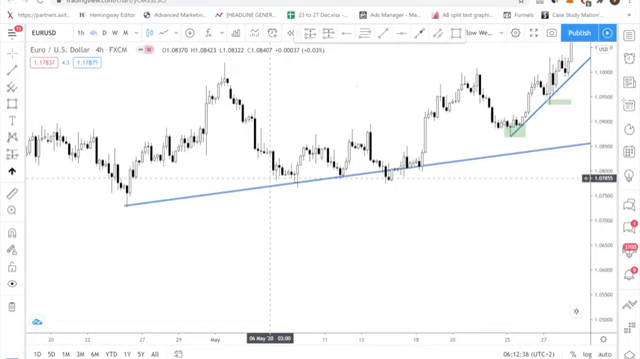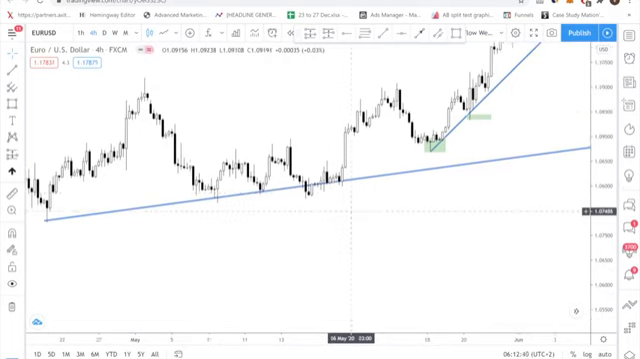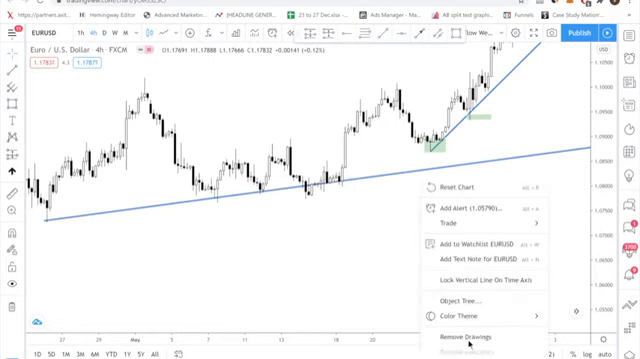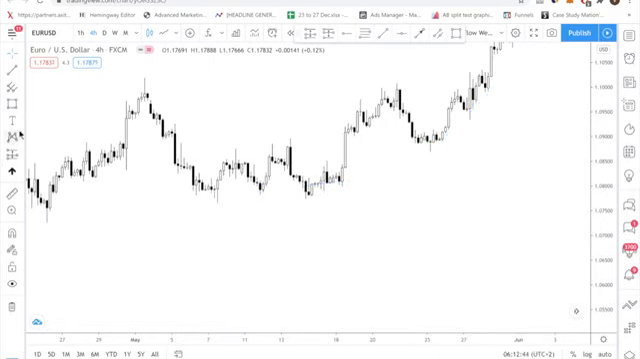Okay, you need to practice. So this is how you draw trend lines. Now, the next thing I want to show you is how to use the Fibonacci retracement tool.